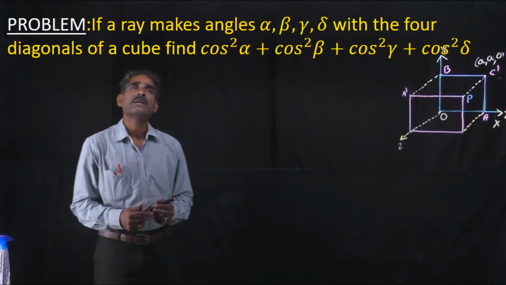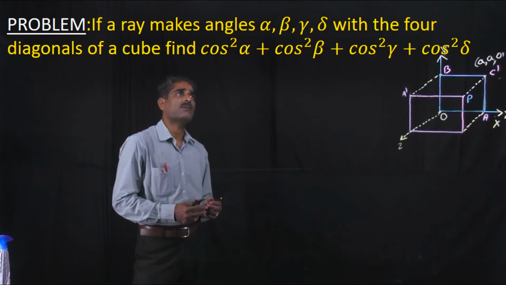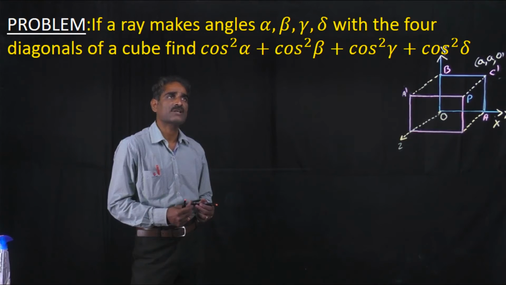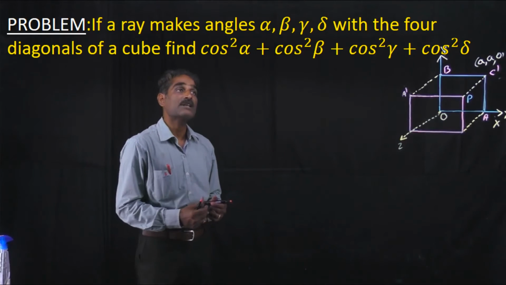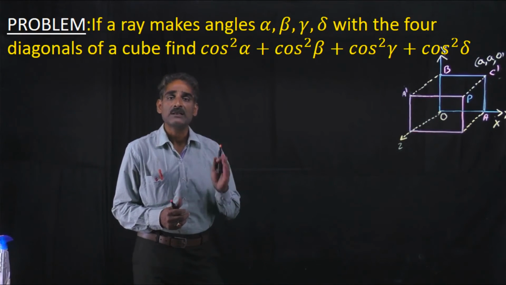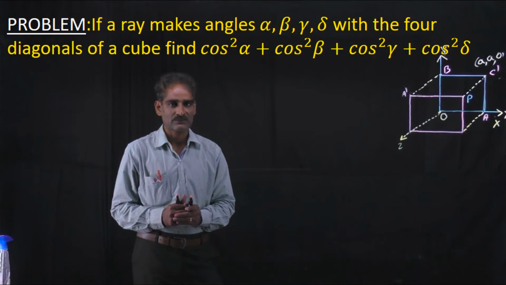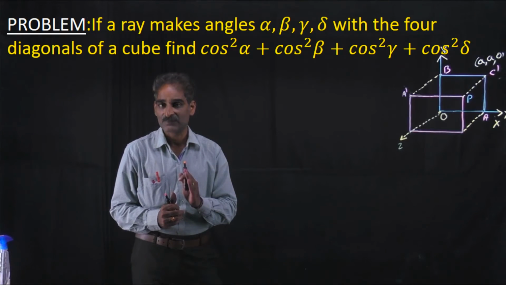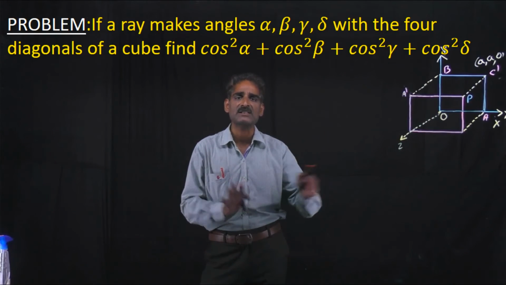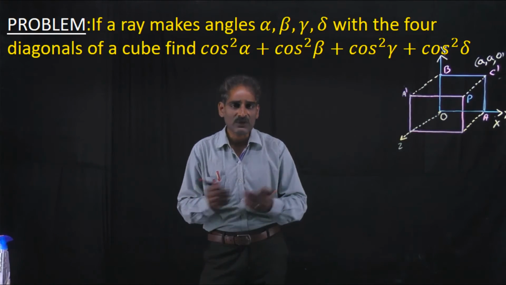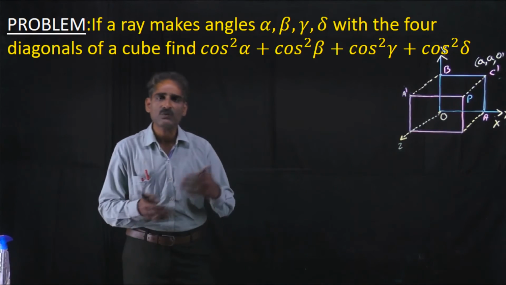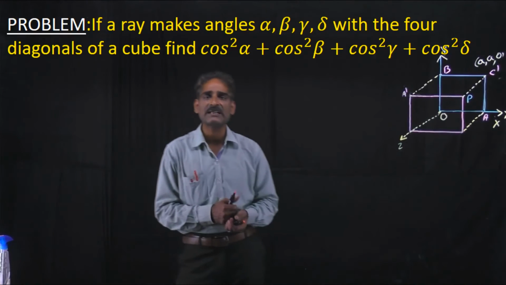If a ray makes angles alpha, beta, gamma, delta with the 4 diagonals of the cube, find the value of cos square alpha plus cos square beta plus cos square gamma plus cos square delta. Okay, we have to find out the angle between the ray and the 4 diagonals. We have to find out 4 angles. Understand? So for this, we have to find out the DRs or DCs of the diagonals and the ray. Then only you can find out the angle. There are 2 formulas, one with DCs and another with DRs.